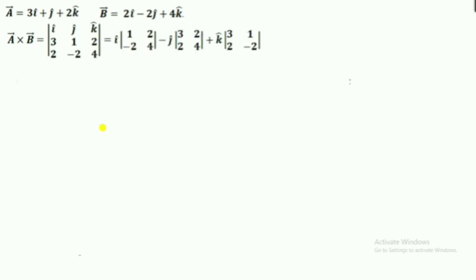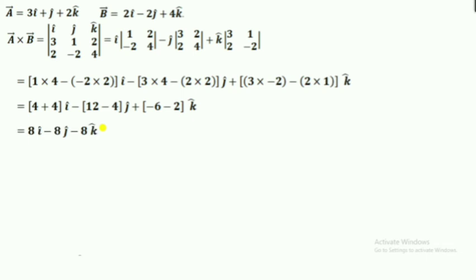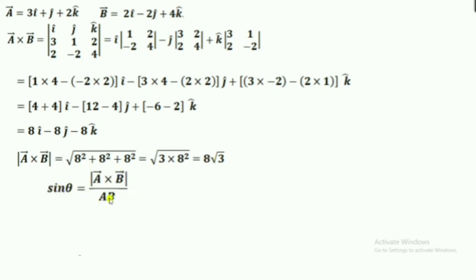So now A cross B. Using the same method, I can find A cross B, and A cross B is 8i minus 8j minus 8k. So let's find the magnitude. So magnitude will be 8 root 3. So now let's put the values and we'll get the angle. So A cross B is 8 root 3 and A and B are root 14 and root 24. So if you solve this, you'll get 2 by root 7. So theta will be sine inverse 2 by root 7. So this is the angle between A and B.